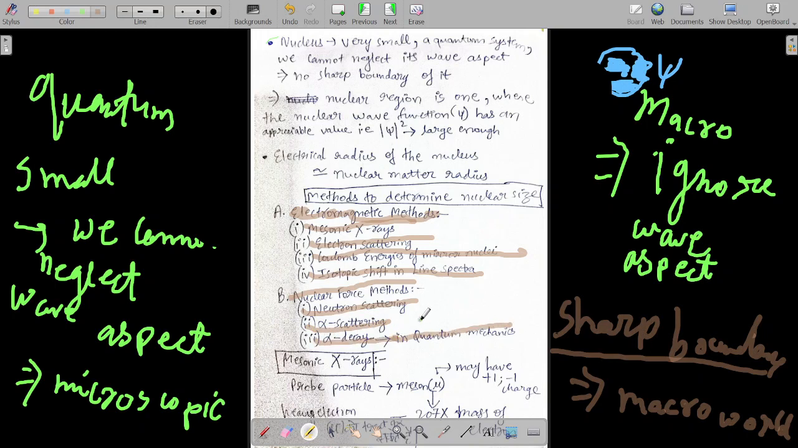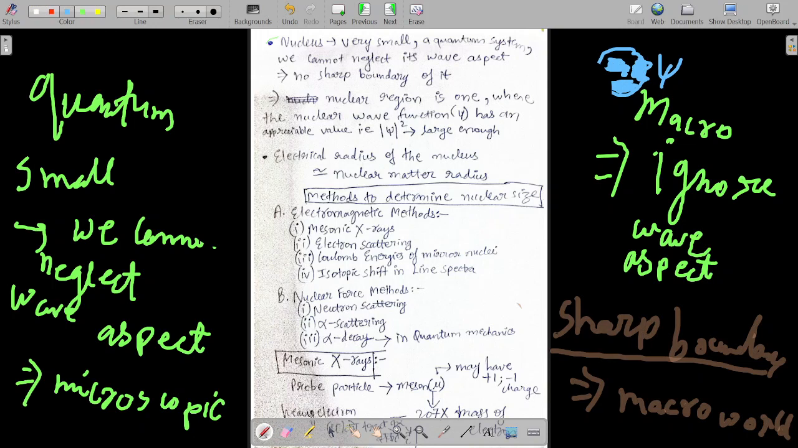Alpha decay we will learn in quantum mechanics. The others, from here till here, we are going to learn in this particular lecture series. Electromagnetic methods, as the name suggests, must be related to electrons or electron-like particles, and the magnetic field also.